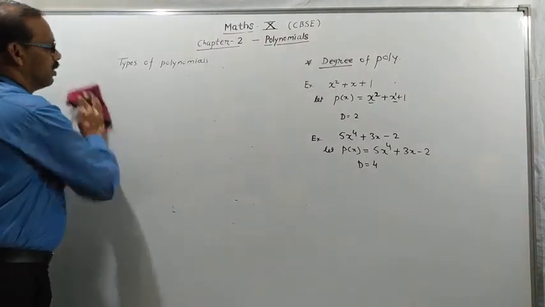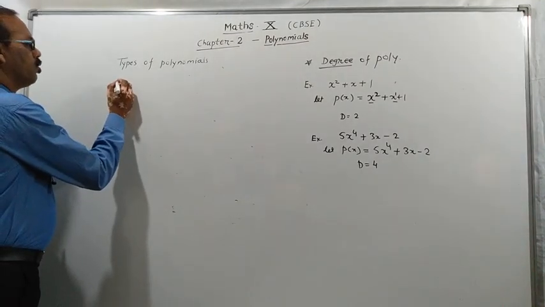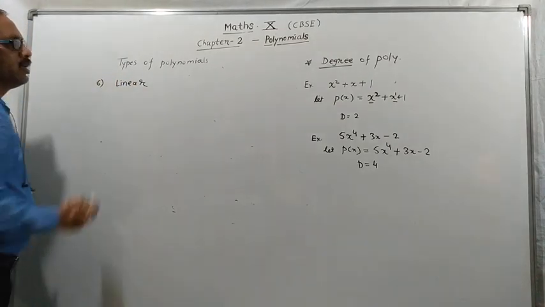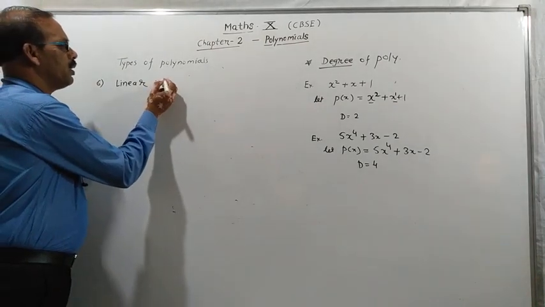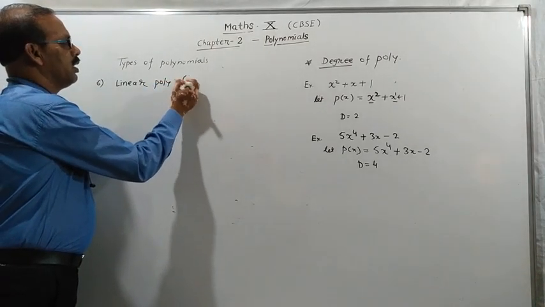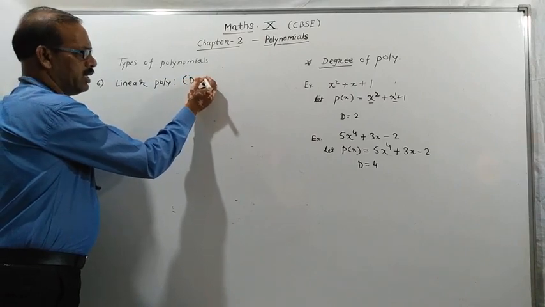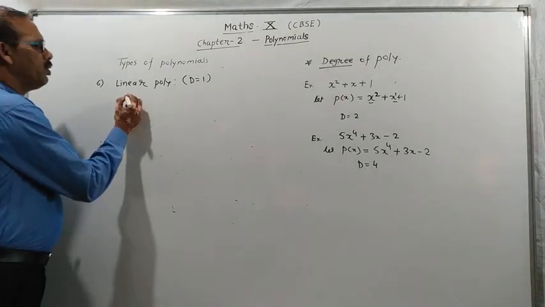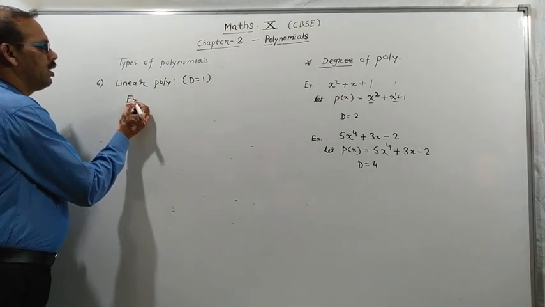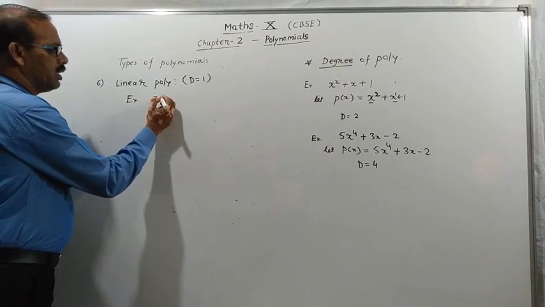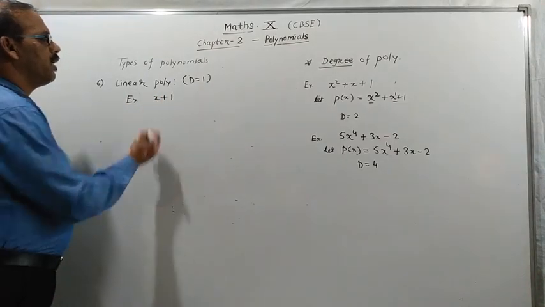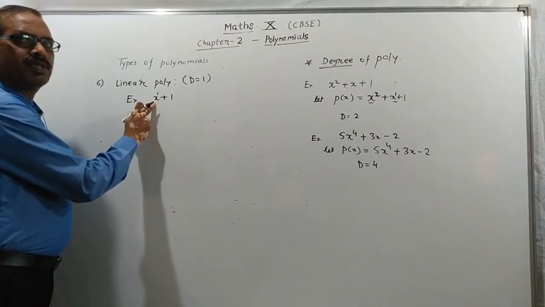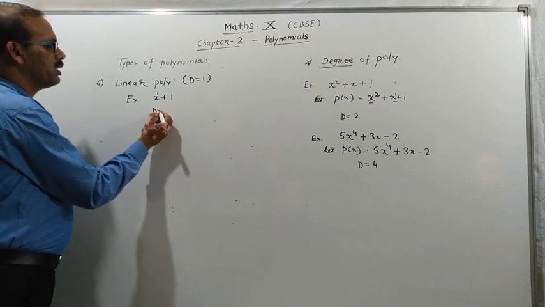Now, what do you mean by linear polynomial? The degree of such a linear polynomial is always 1. Now, we take the example of a linear polynomial. Suppose the first one, x plus 1. The power of x is not mentioned, so we consider the power as 1. Therefore, the degree of this polynomial is 1.